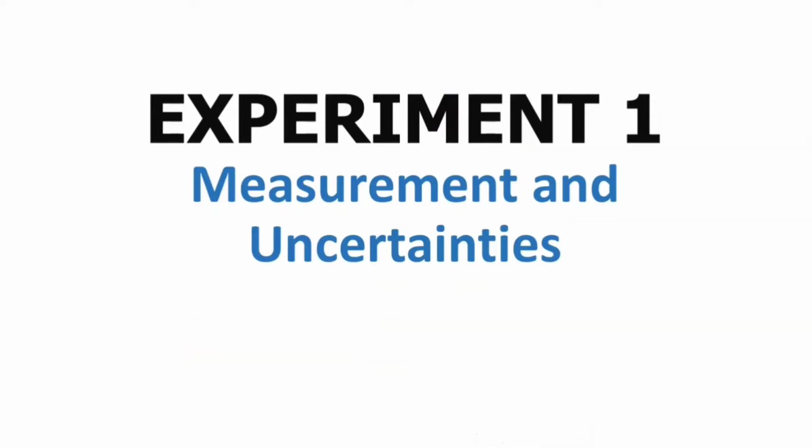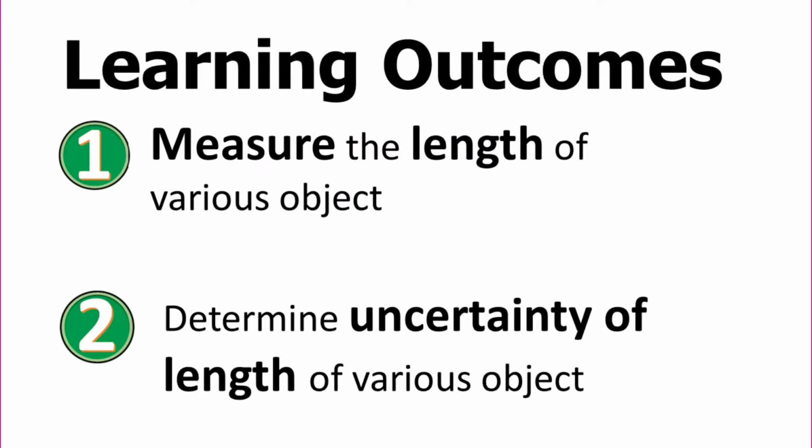In this video, we are going to go through Experiment 1, Measurement and Uncertainty. Make sure you have your jotter and manual ready. You will need your jotter for taking notes as you follow along with the video. The learning outcome of the experiment is that you need to be able to measure the lengths of various objects and determine its uncertainty.